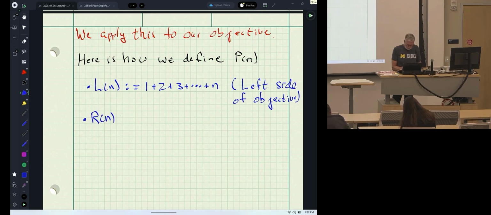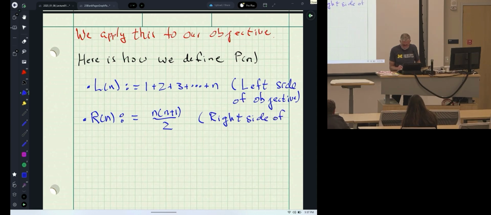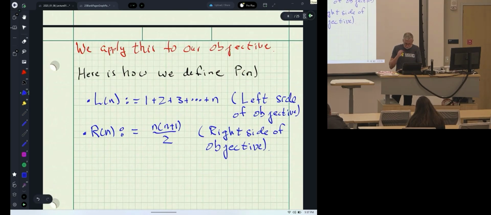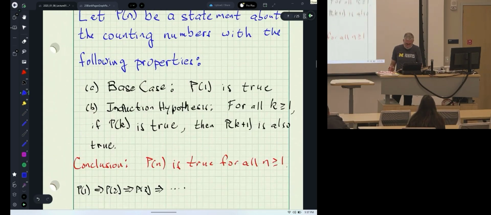We'll define R of n as n times n plus 1 over 2. Yes, R is for the right side of our objective. Let you write that down for a second. All right, fast but messy. I know I should slow down and get better, but it doesn't work that way.